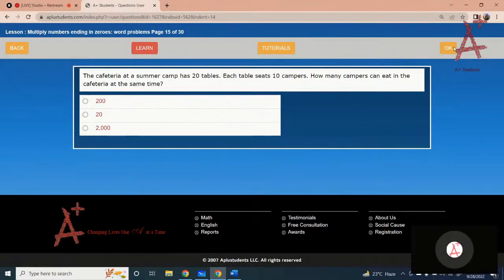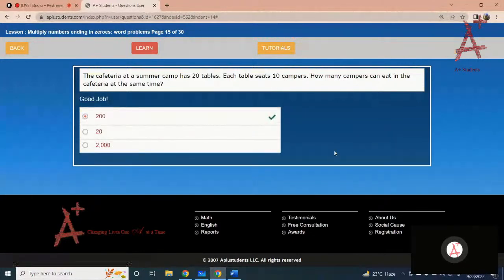The cafeteria at a summer camp has 20 tables. Each table seats 10 campers. How many campers can eat in the cafeteria at the same time? You have to do 20 times 10. 2 times 1 is 2, and then you have two zeros, just add the two zeros. So it is 200. Got it? So you can complete the test right after this session.